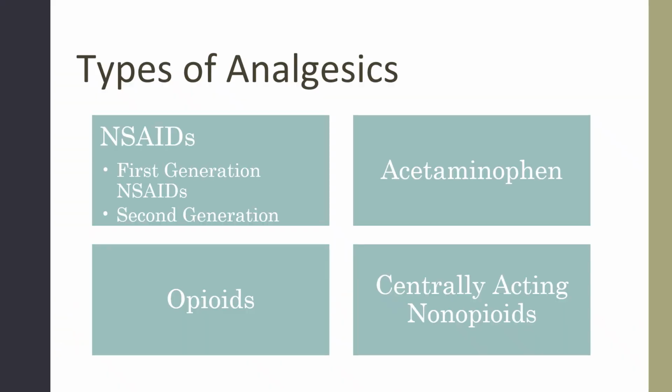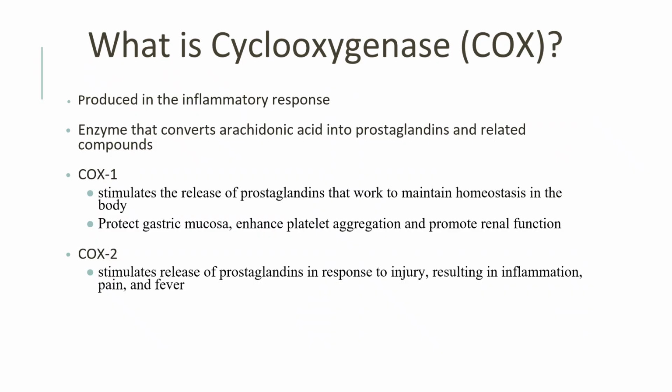When we're dealing with pain, we're going to look at 4 types of analgesics. 1, the NSAIDs, first and second generation. 2, the acetaminophen. 3, opiates, and 4, centrally acting non-opiates. Each one is a class in itself. The first 2 analgesics we'll be discussing surround COX-1 and COX-2.